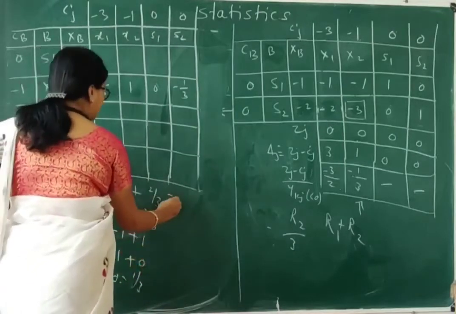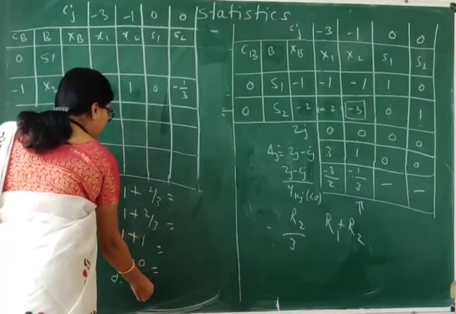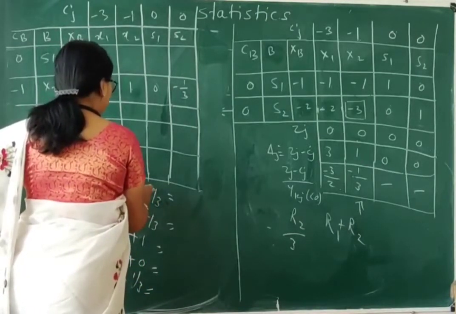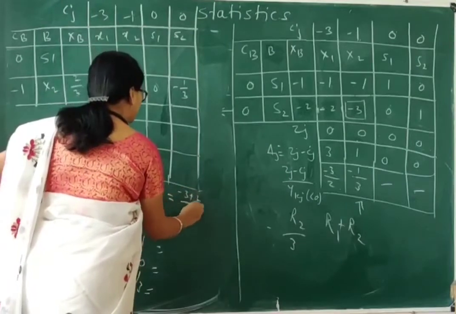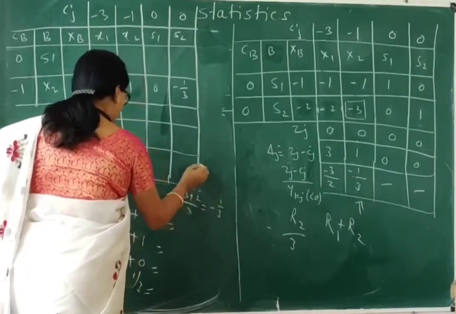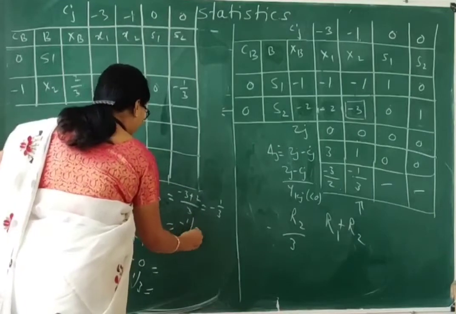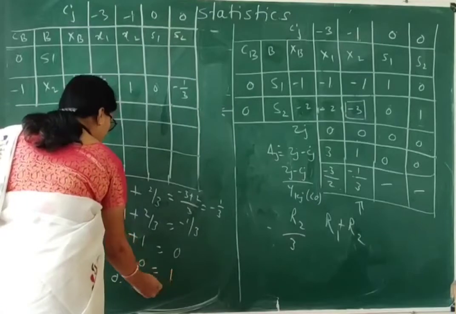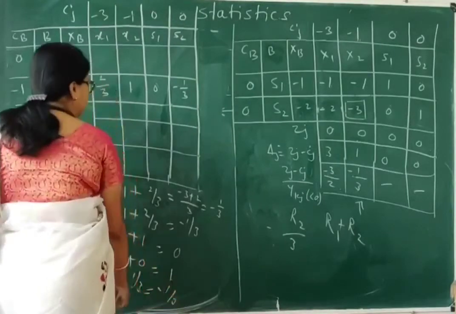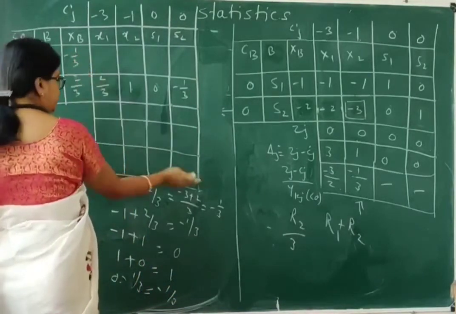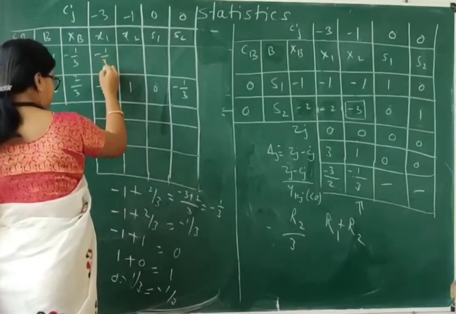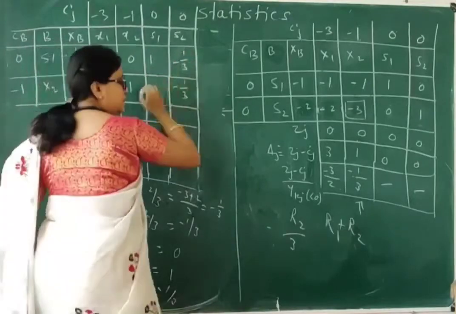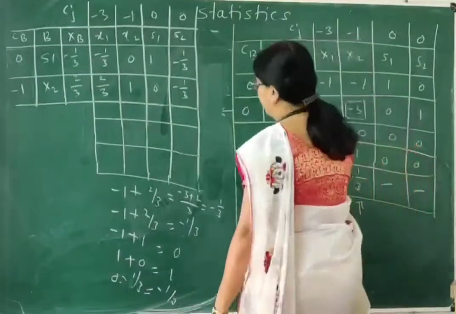Okay. Fine. So let me find the addition. -1 plus 2 by 3 is -3 plus 2 by 3, which is -1 by 3. This is also -1 by 3. Then -1 gives me 0, 1 plus 0 gives me 1, then it is -1 by 3. So let me write the values over here: -1 by 3, -1 by 3, then 0, then 1, and then -1 by 3. Fine, so that is my second table.